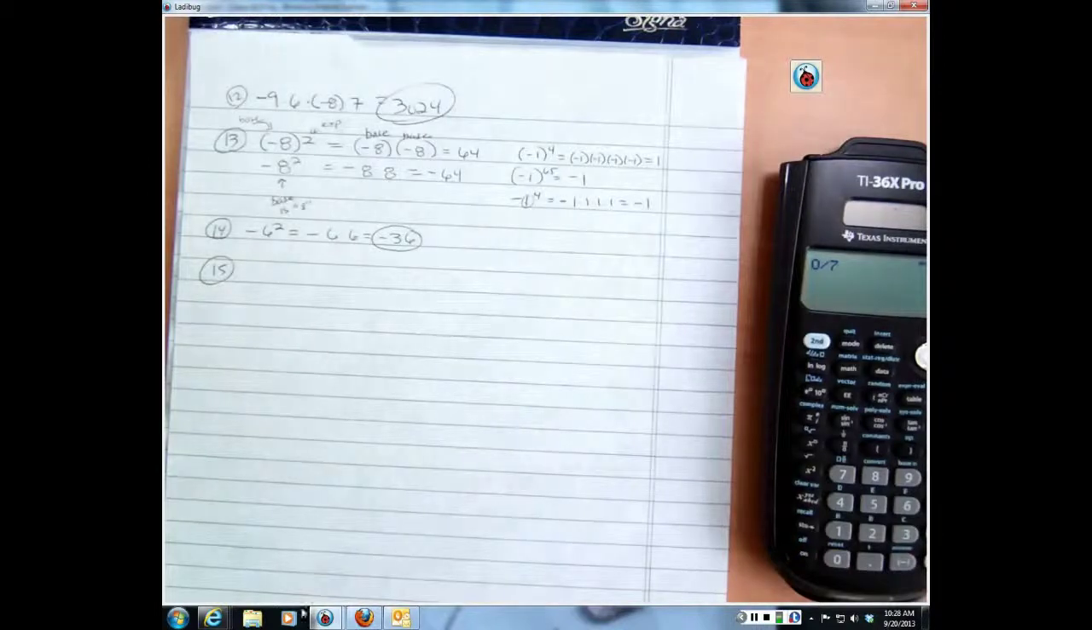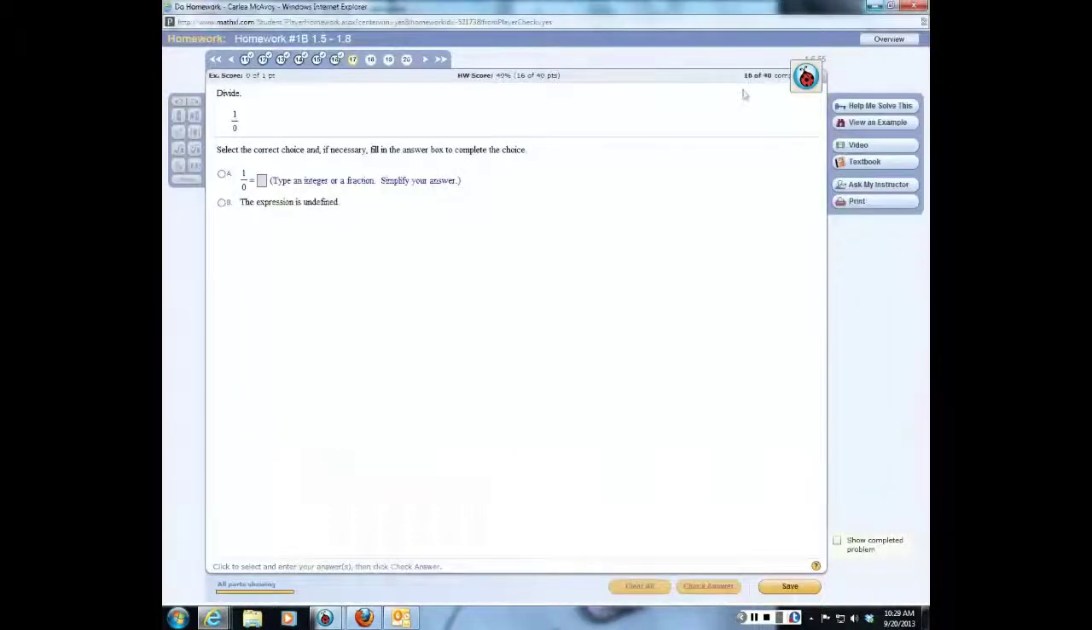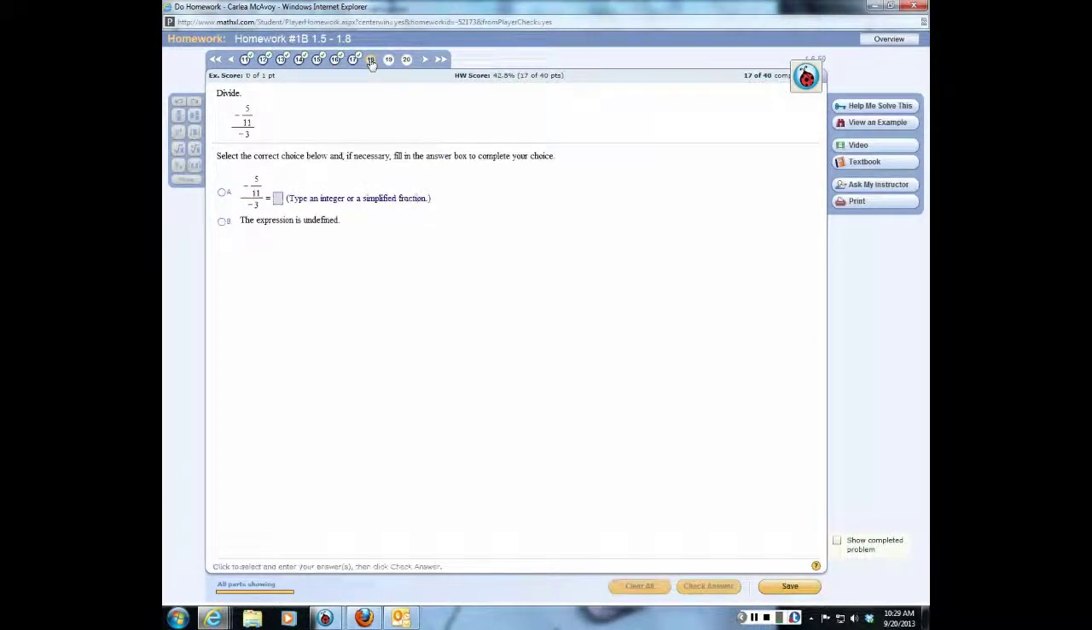All right, let's go back. Got off track a little bit. This one is undefined. We call it undefined because it's not possible to divide by 0.